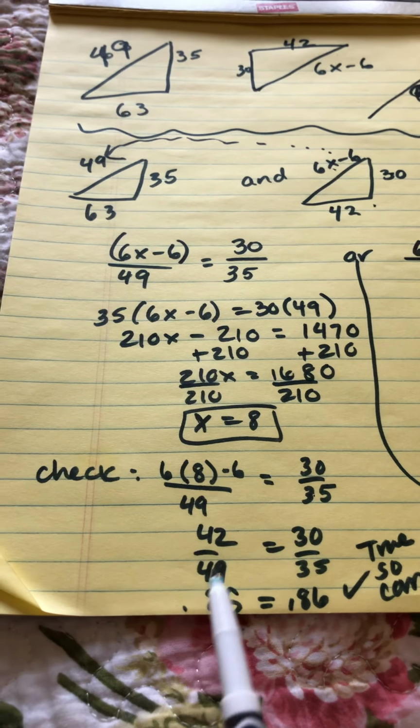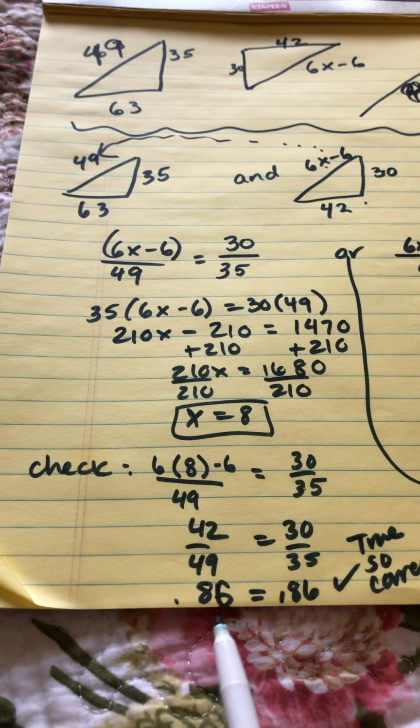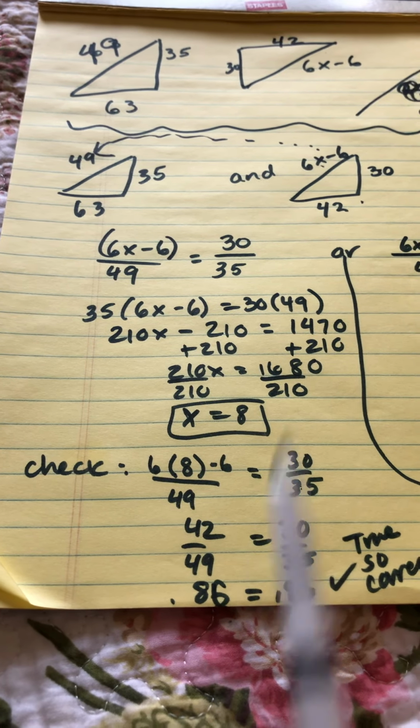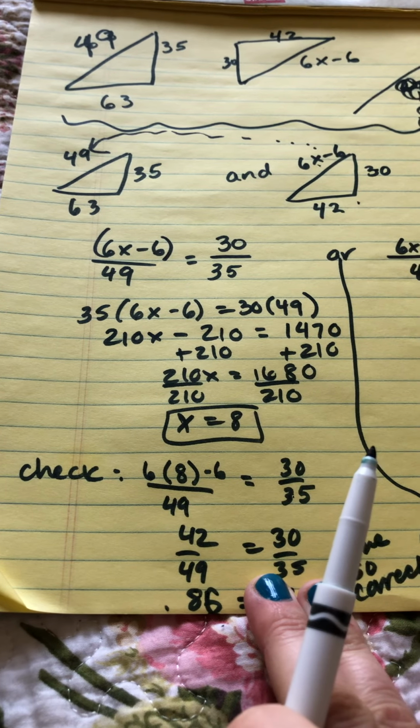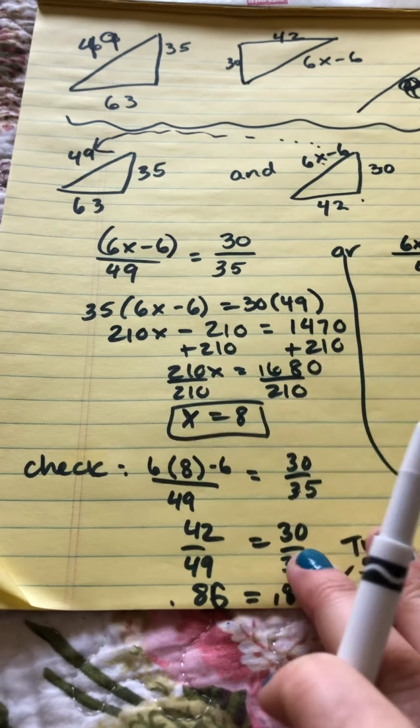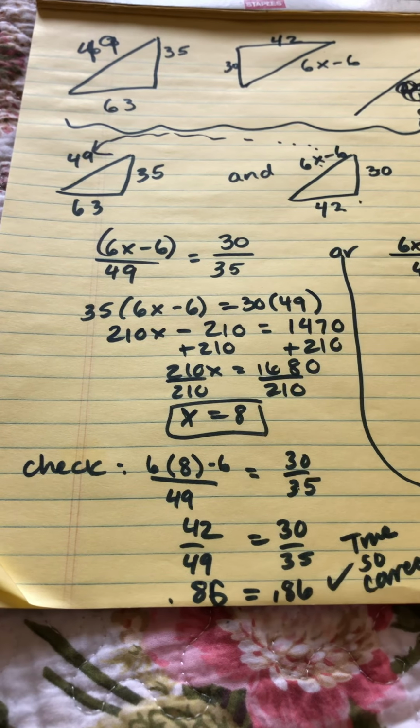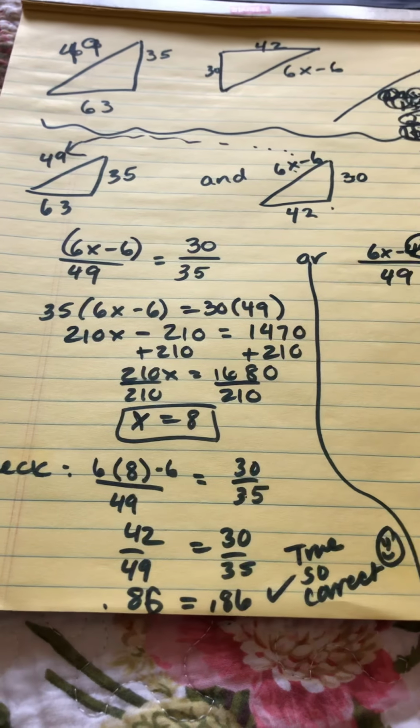So when I plug into a calculator 42 divided by 49, I get 0.86. Now, I'd be hoping that on the right side, I would also get 0.86. 30 divided by 35 is 0.86. That is true, so I'm correct.